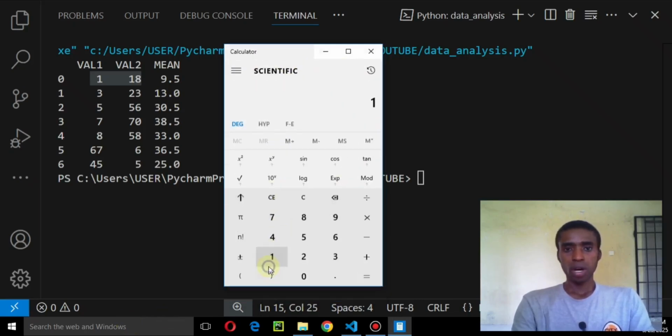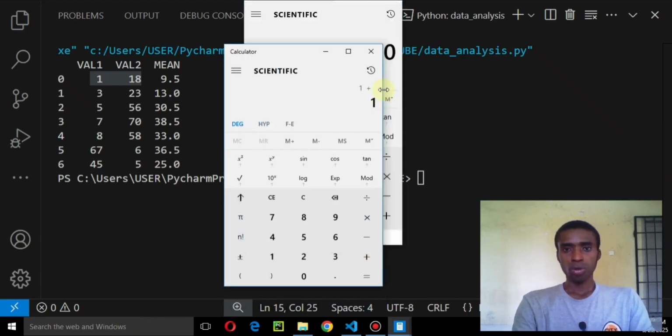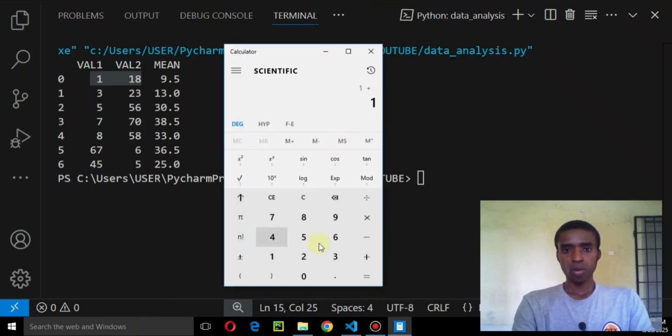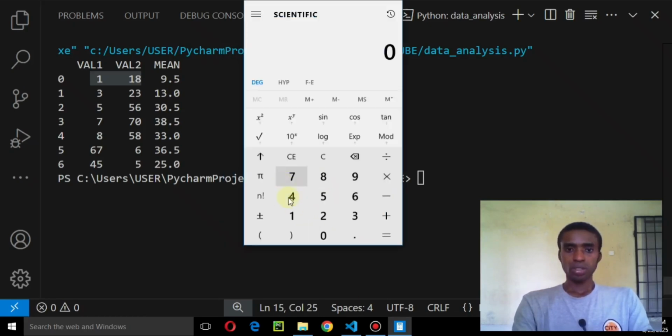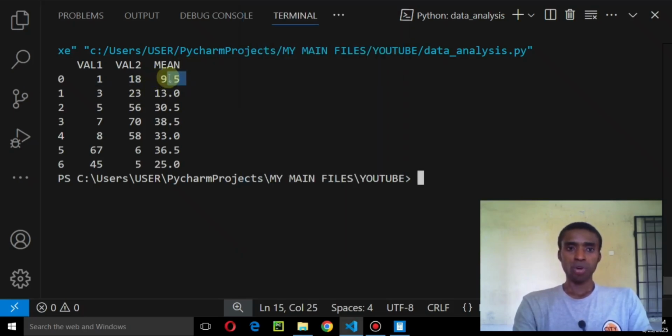So we have here 1 plus 18, right? 1 plus 18 is going to be 19. Now I'm going to divide 19 by 2 because there are a total of 2. That's why I have this 9.5. The same thing goes for all of them. So that's basically how you can get the mean.